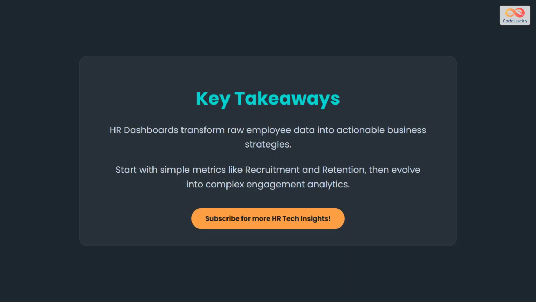To wrap up, HR dashboards are essential for transforming raw data into business strategy. Start small with the metrics that matter most to you and build from there.